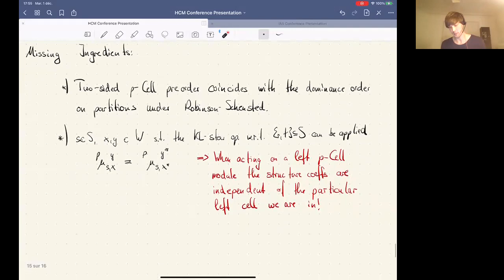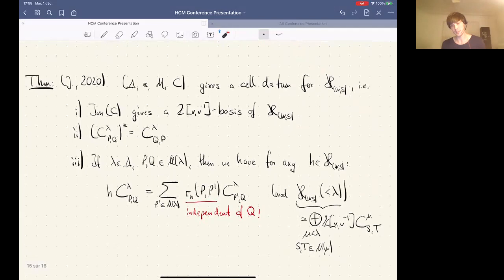Then what I can show is precisely that this data gives a cellular datum for our Hecke algebra. Just because I didn't recall the definition, I wanted to mention that it basically consists of three parts, and the first two are very easy in this setting. It says that the image of this combinatorial map C gives a basis for the Hecke algebra. This is clear because we fixed the p-canonical basis. This is a certain combinatorial property.